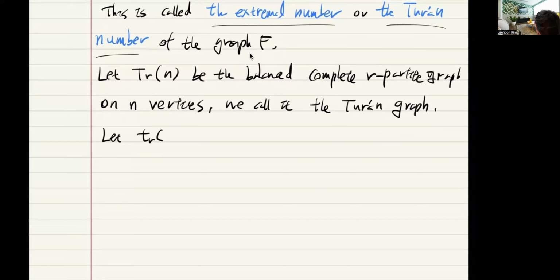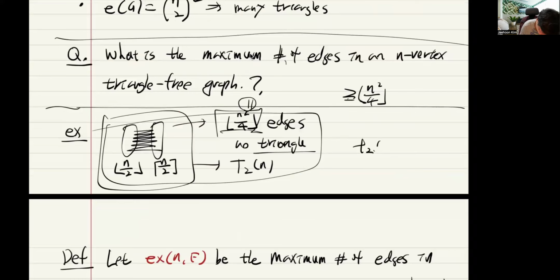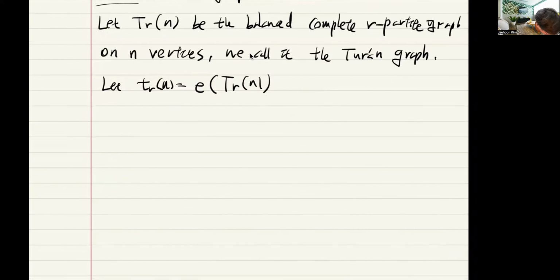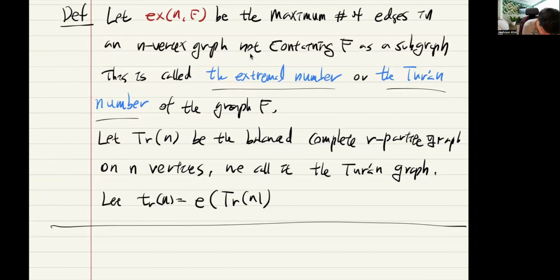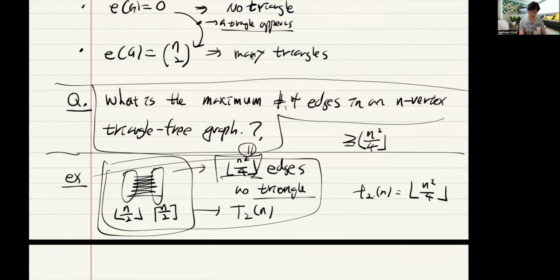And let t sub r of n be the number of edges in this Turan graph. So t sub 2 of n is floor of n squared over 4. Okay, so now our study is about this function. Can you find the value of this function? That would answer the question of this.